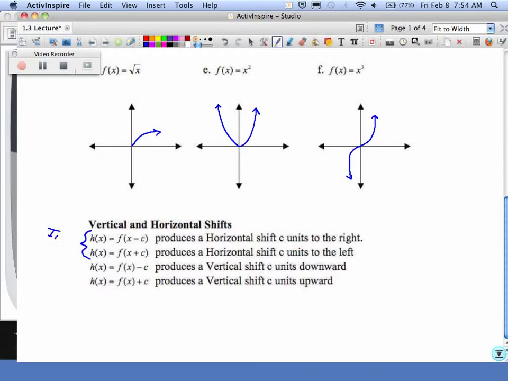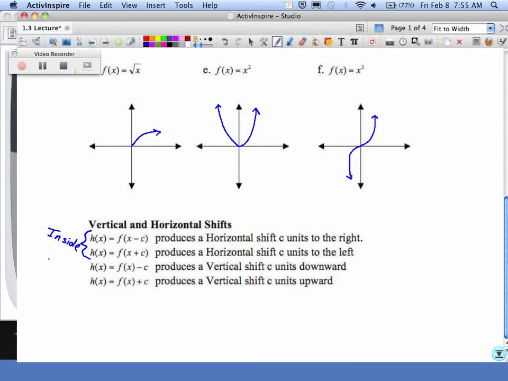The plus or minus c is happening inside the function, I say. So if it happens inside the function, you see the negative 3, it's actually moving my graph to the right 3. If you see a positive 8, it's actually going to move my graph to the left 8. So it's opposite of what we see. We worked with it a little bit already when we worked on the circle. When you look inside the parentheses of the circle, it's opposite of what's in there.